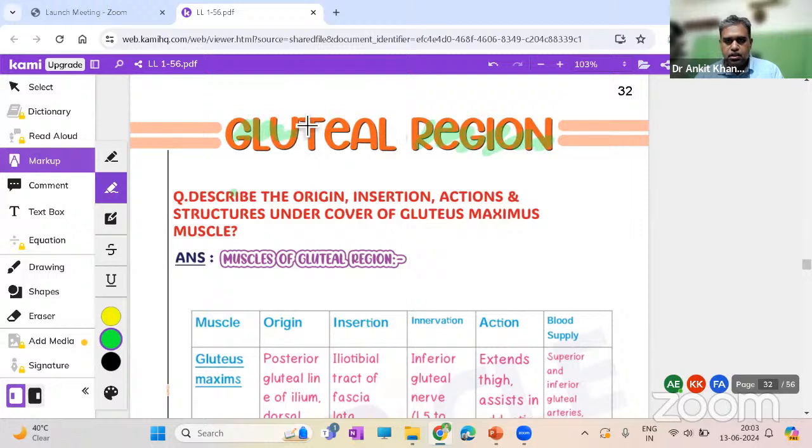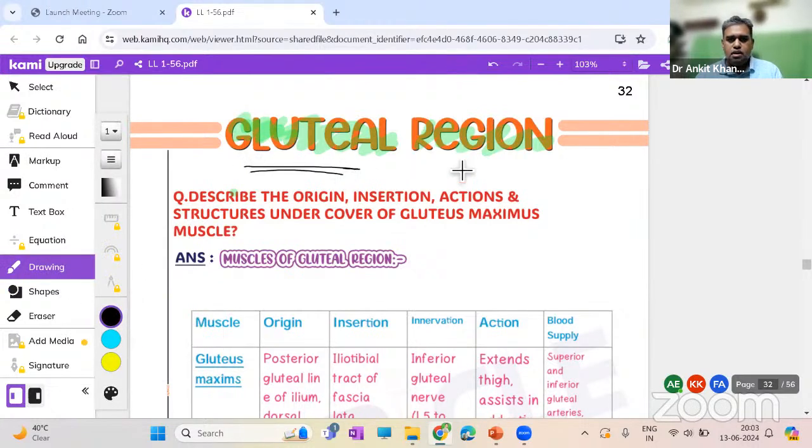The gluteal region is also known as the buttock region. Sometimes non-medical people think that this is a part of the abdomen or pelvis, but no, the gluteal region is actually part of our lower limb. The gluteal region is part of the lower limb. So these are important questions from here.